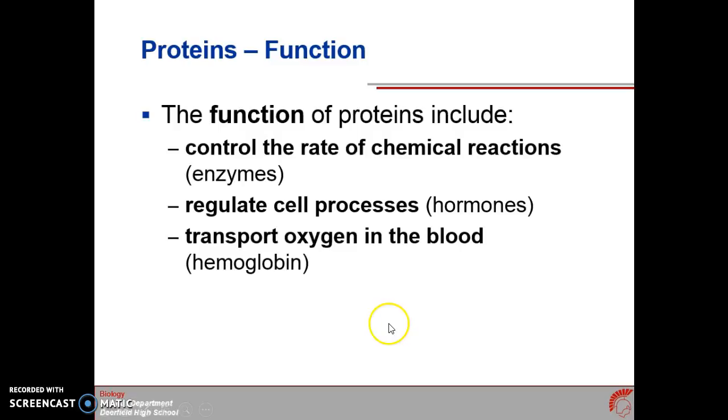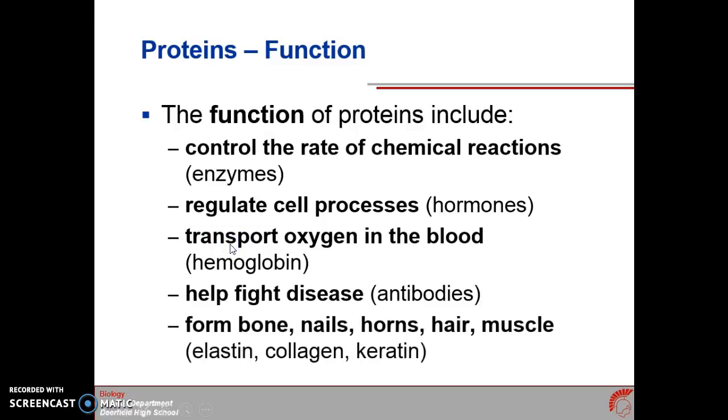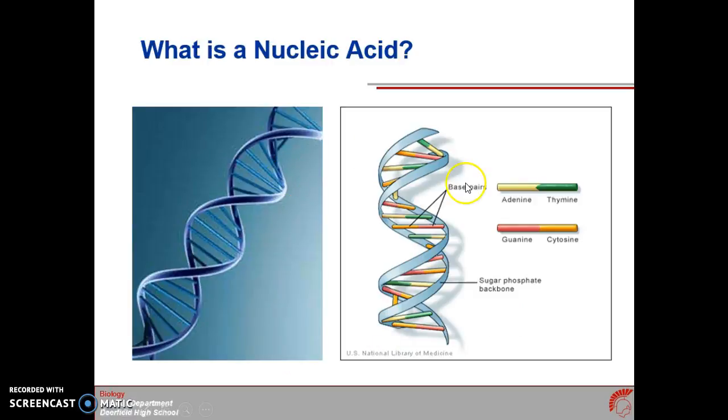So the functions of proteins, in addition to structure, there are a lot of functions actually. They're pretty important. They control the rate of chemical reactions. We call these enzymes. We'll take a look at those. They help regulate cell processes. Hormones are proteins. They transport oxygen in the blood. Hemoglobin is a protein. And they help fight disease. Antibodies are proteins. So they're between regulating cell processes and transporting. There are a lot of functions proteins have. And finally, they form bone, nails, horns, hair, and muscle because proteins are contained in elastin, collagen, and keratin. These are different types of proteins.